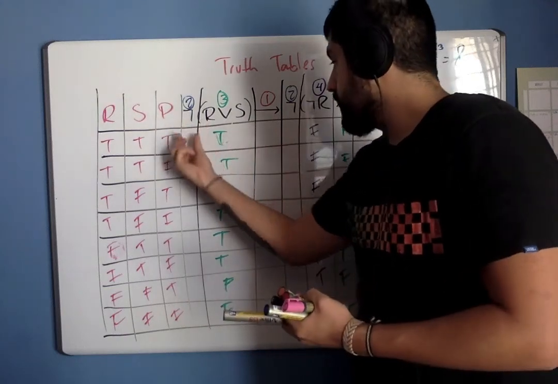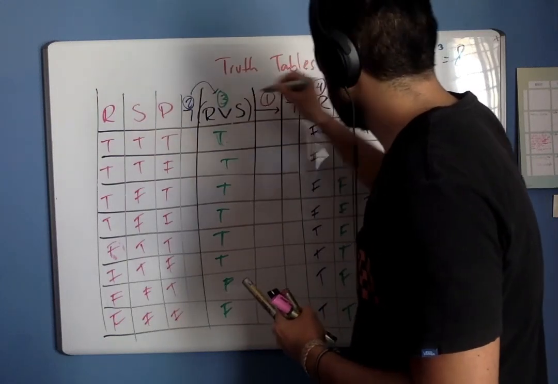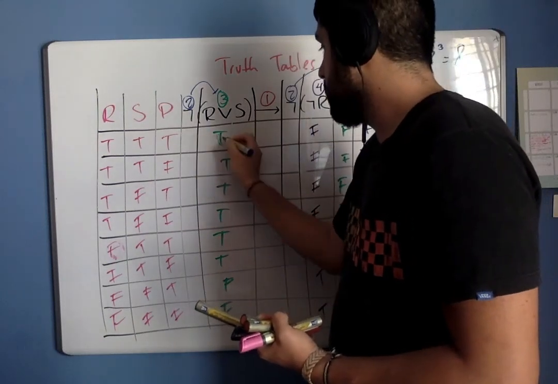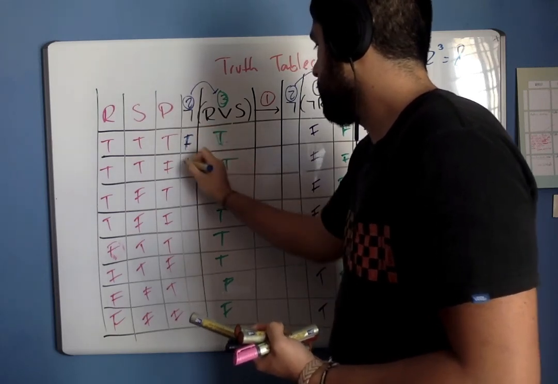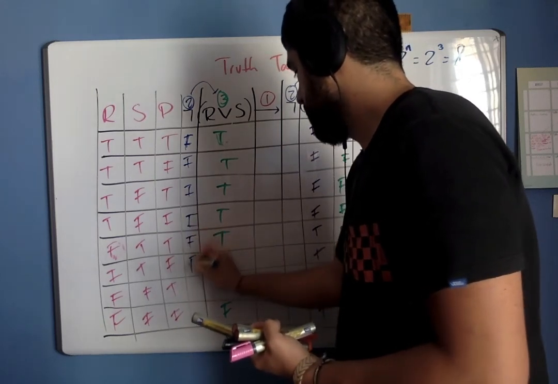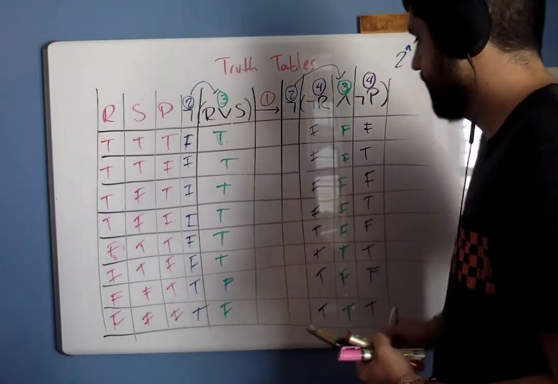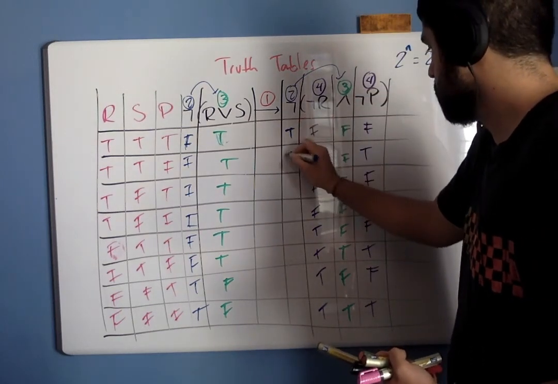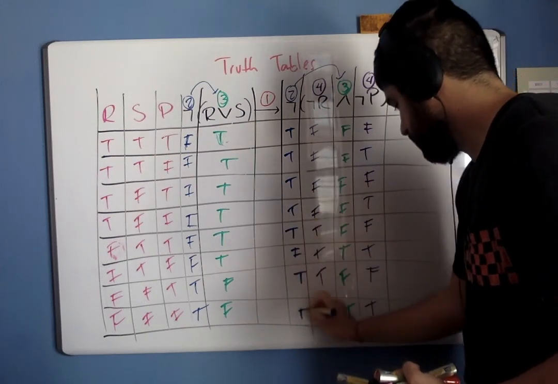Now we can solve number 2. This number 2 is going to change this column, and this number 2 is going to change this column. So we invert these values. We have true, false, false, false, false, false, false, false, false, true, true. Okay? And this number 2 is going to invert the number 3. So we have true, true, true, true, true, false, true, false. Okay?